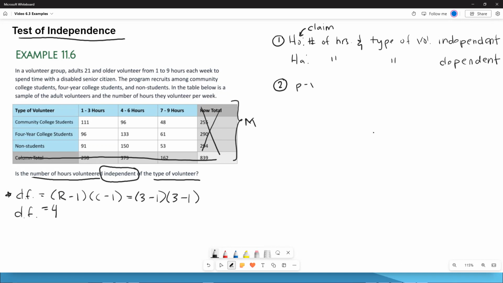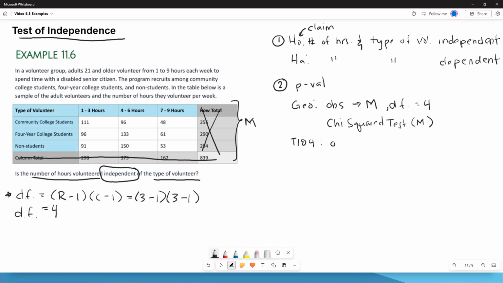For step 2, we're going to calculate our p-value. We know that we need to feed our observed values into a matrix. So if I'm doing this on GeoGebra, I would write that I put my observed into a matrix called M, and that my degrees of freedom is 4. And then I would call that function chi-squared test M.